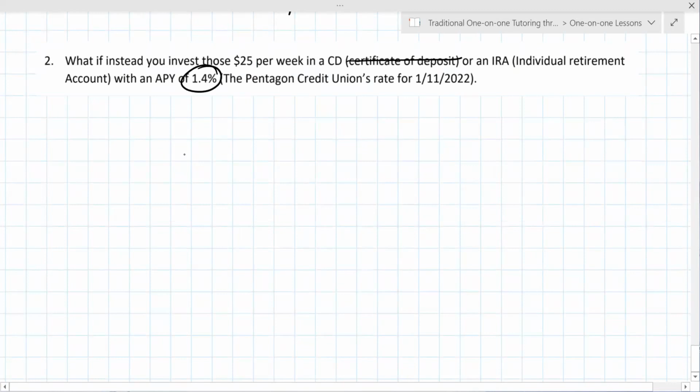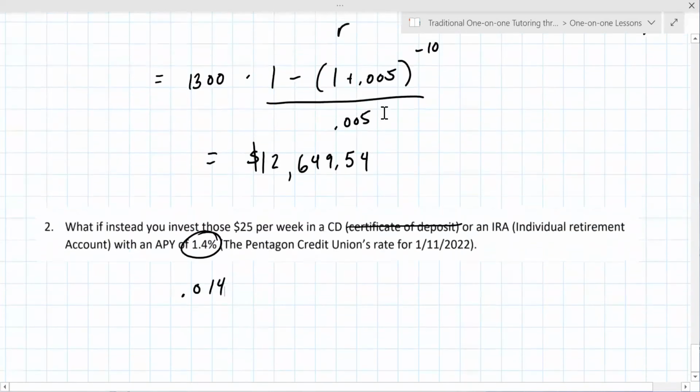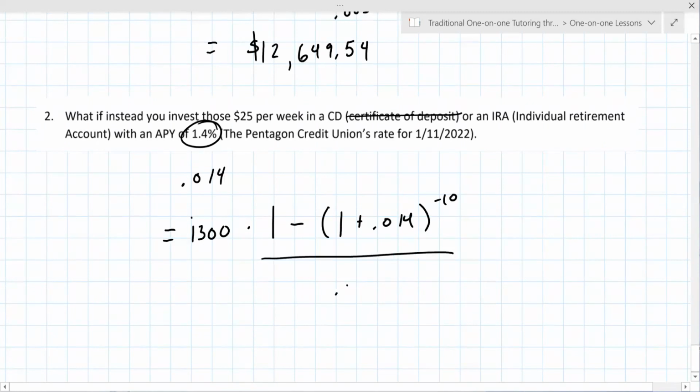This is horrible. I mean, inflation's 8%. So it's the same calculation, but it's 0.014 instead of 0.005. So it's the 1,300 times 1 minus 1 plus 0.014 to the minus 10, over 0.014. If you've got your calculator, you can do a second entry to just get back your previous thing. This will be a lot better, but it's still a horrible interest rate.